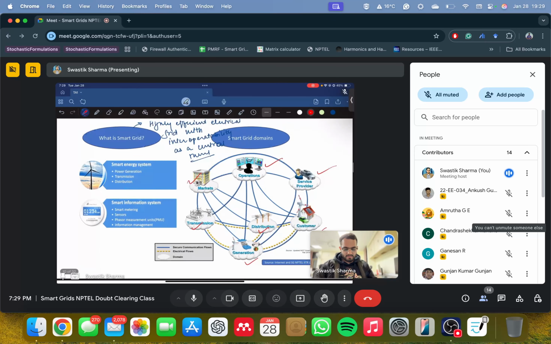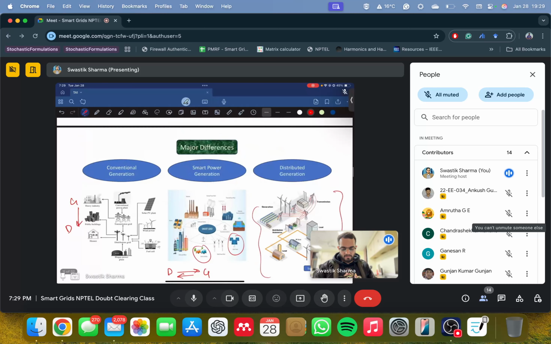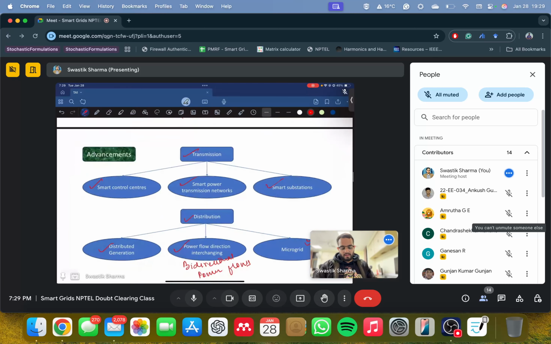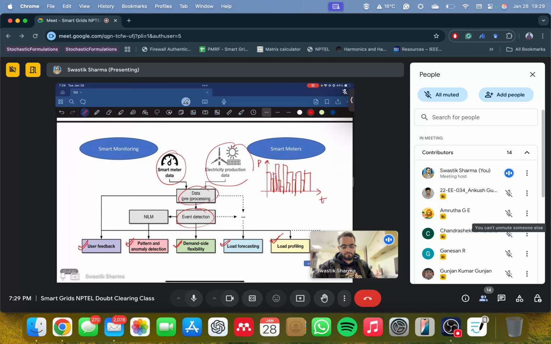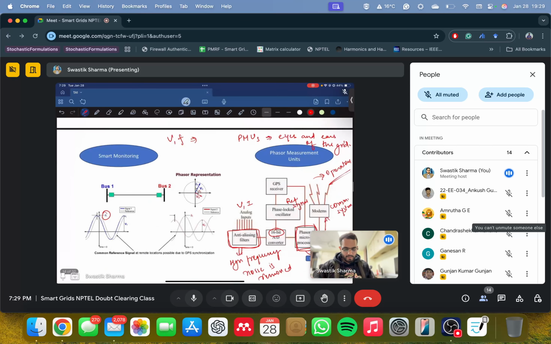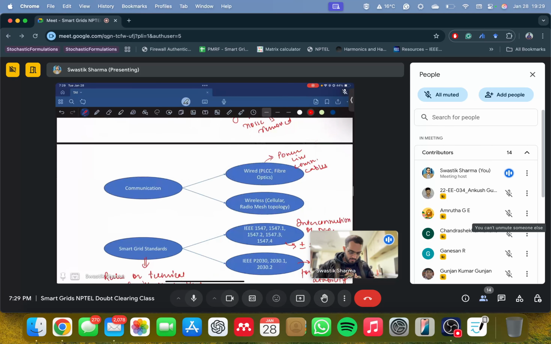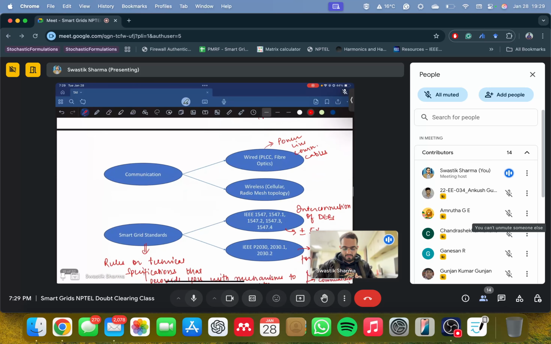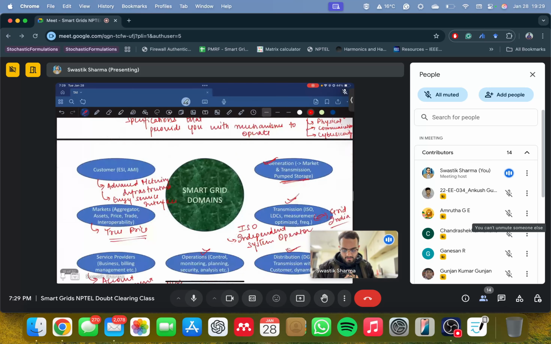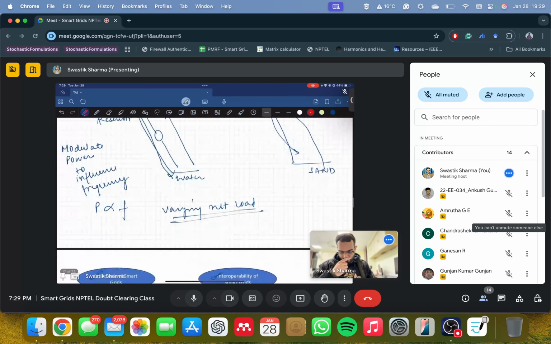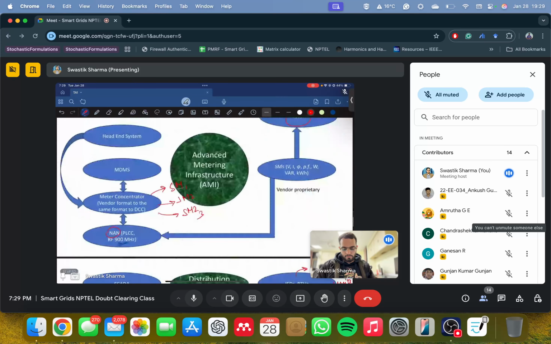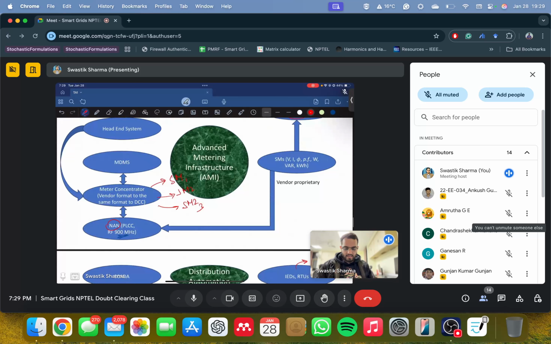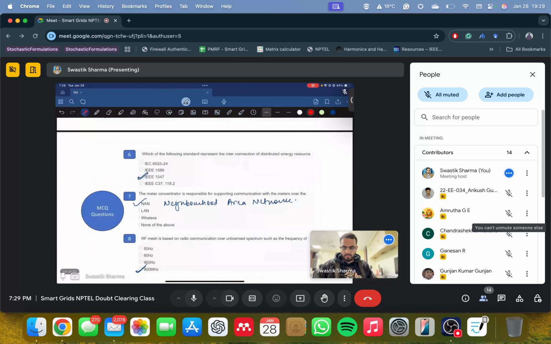Then we discussed what a smart grid is, the domains of smart grids, the differences, and the advancements they are currently undergoing. We discussed the use of smart meters in monitoring, how PMUs come into play, which Mayur is not convinced about. We discussed communication, smart grid standards and the domains they cover. The last two discussions were on AMI and distribution system automation. And then we discussed questions.